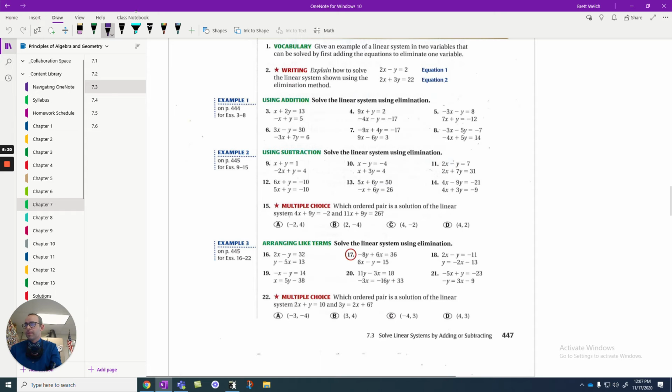I've got to grab my pencil. Grab number 5 here. We have negative 3x minus y equals 8, and we have 7x plus y equals negative 12. Now, a little coincidence, something that we don't always realize.